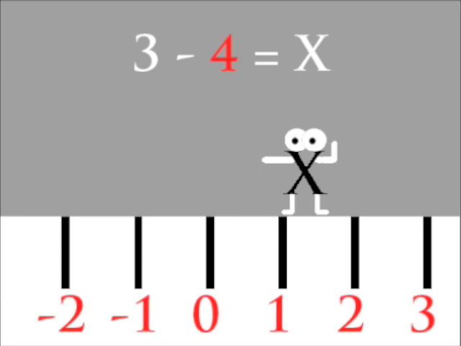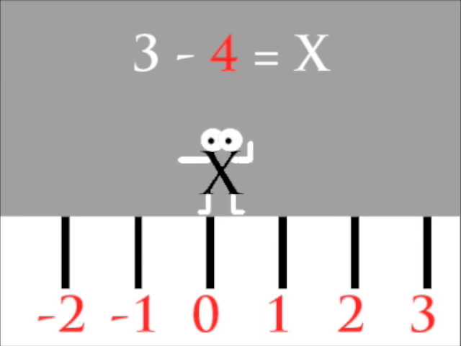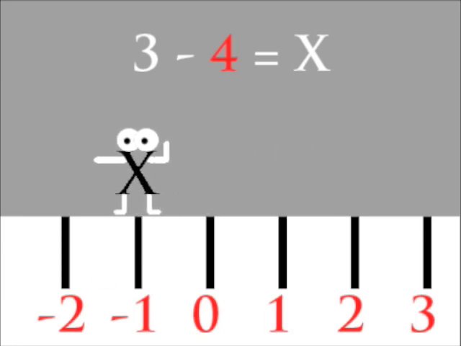1, 2, 3, 4. The x is now positioned at the negative 1 spot. Therefore, x is equal to negative 1. 3 minus 4 equals negative 1.